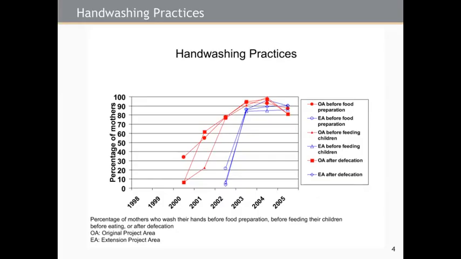This is just one small example of many of some of the rapid uptake of these behaviors that are being promoted by care group volunteers. This is from Cambodia, and this is in two different parts of the same project area. And this is the uptake of hand washing practices, and you can see how quickly this behavior changes as a result of promotion of this by care group volunteers.